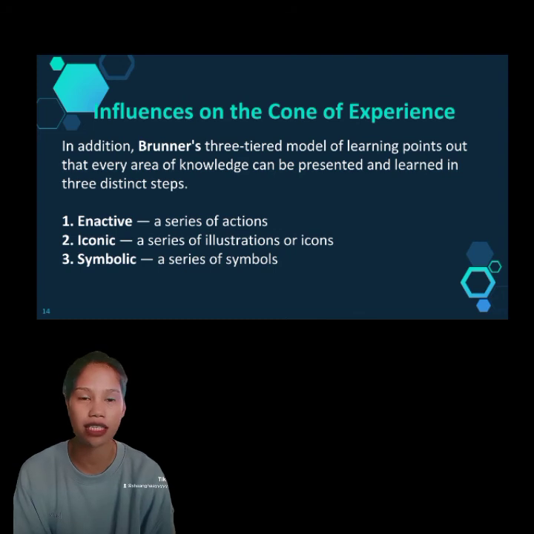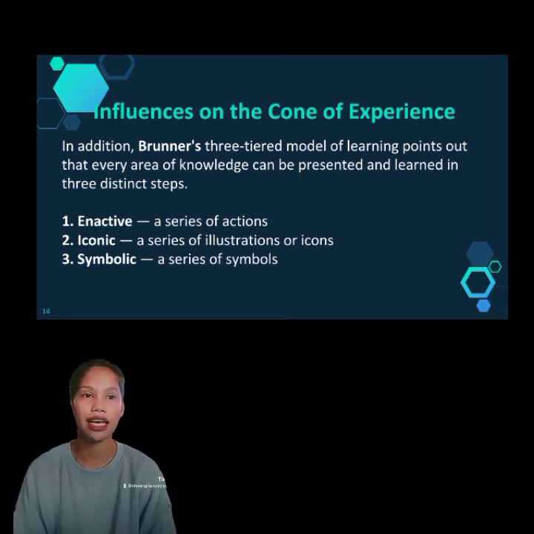So here are the influences on the cone of experience. In addition, Bruner's tiered model of learning points out that every area of knowledge can be presented in learning in 3 distinct steps: enactive, iconic, and symbolic. Enactive means a series of actions. Iconic means a series of illustrations or icons. Symbolic, a series of symbols.